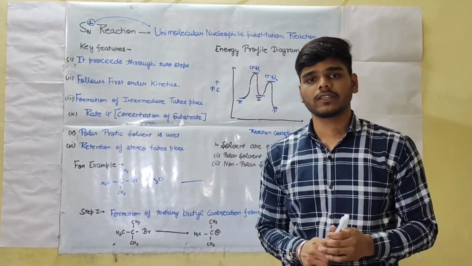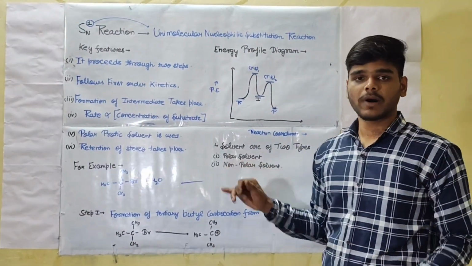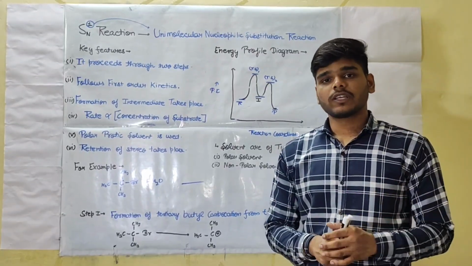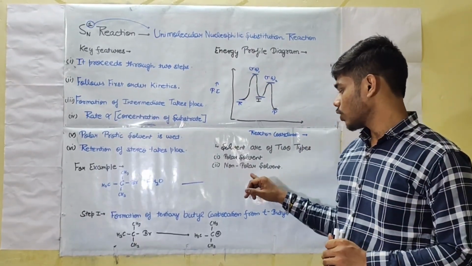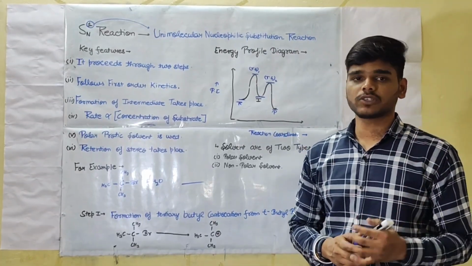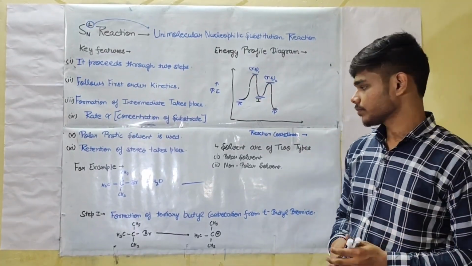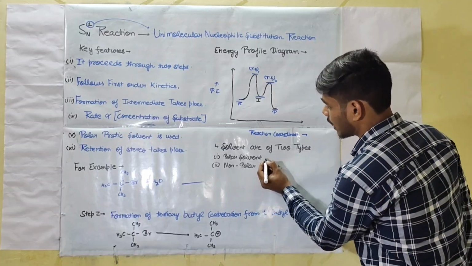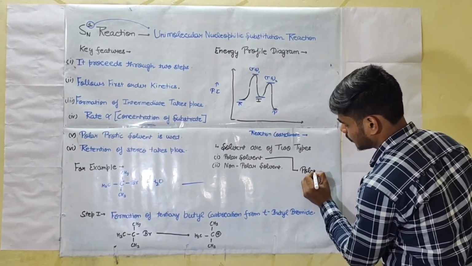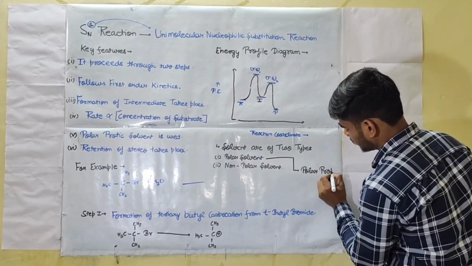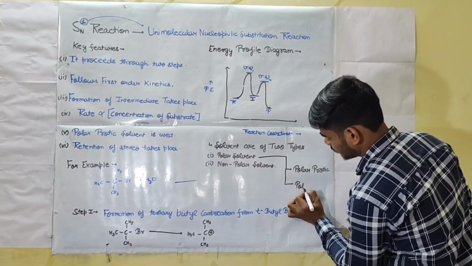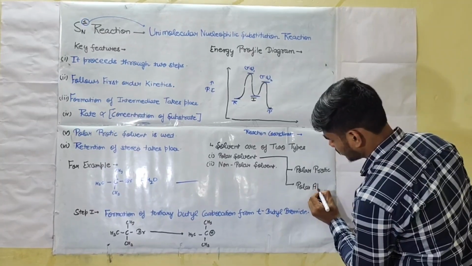So we already know that polar solvent has partial positive or partial negative, or positive or negative charge, whereas non-polar solvent does not have any charges like partial positive or partial negative. So polar solvents are of two types: polar protic and polar aprotic.